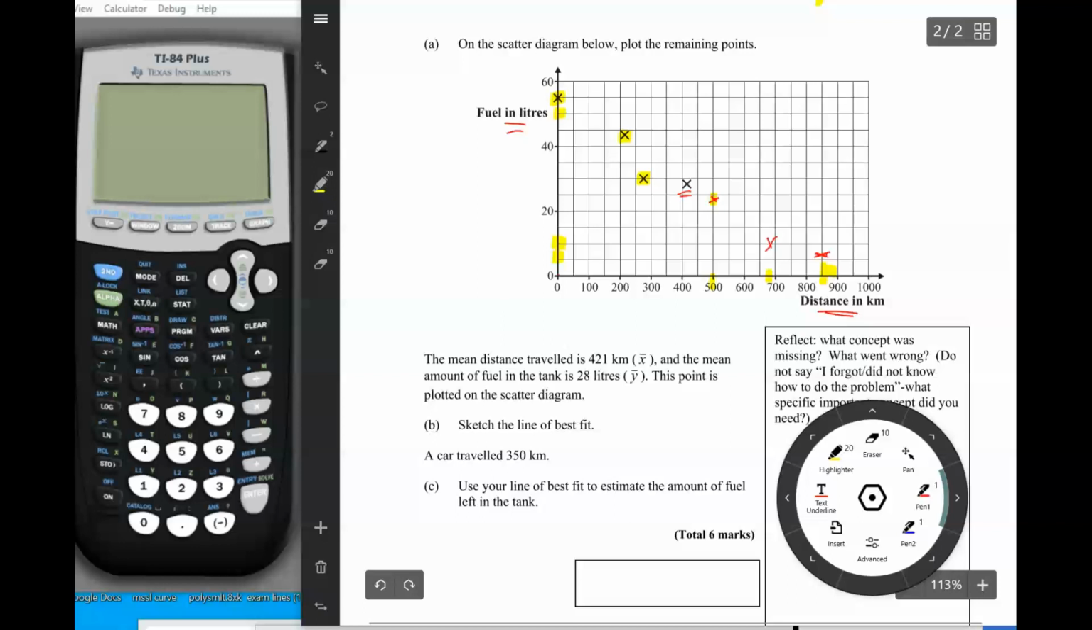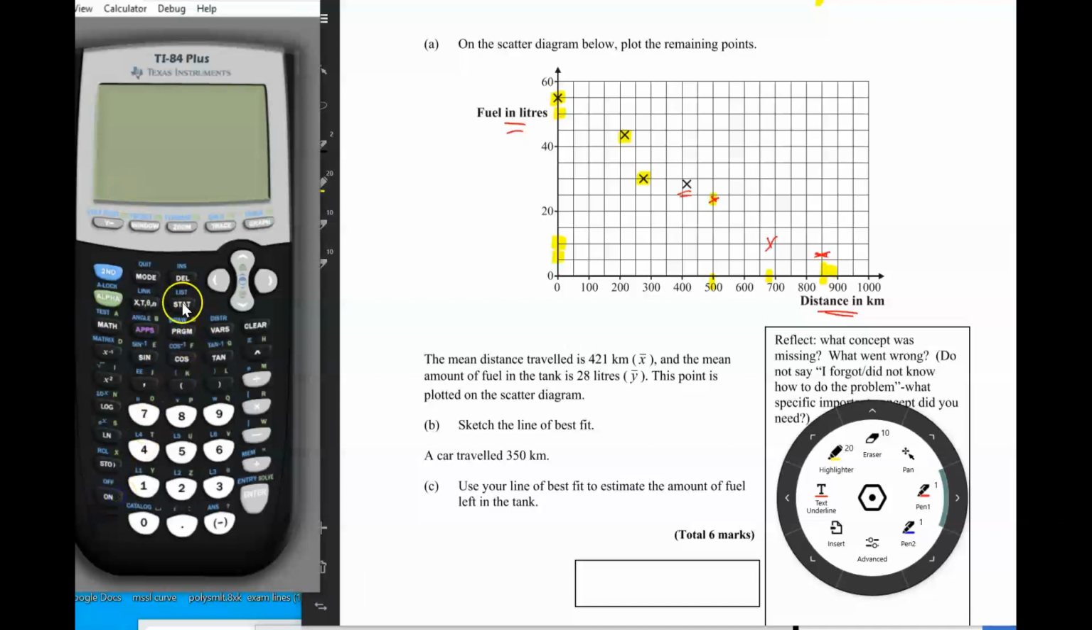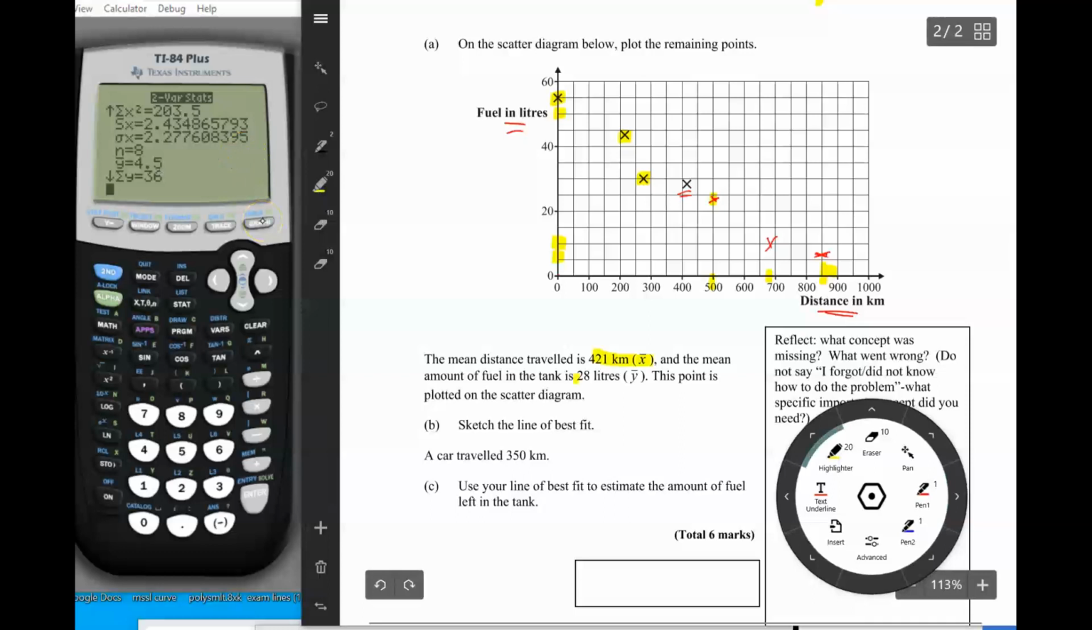Remember that sometimes in the problem set they asked you to figure that out, and the way you did it was you would go to stat edit and put your data in L1 and L2, and then you would do stat calc 2 var stats. If you put L1 and L2 for X and Y list and leave your frequency list blank, it will give you the x bar value, and if you go down a little bit, it gives you the y bar value. So the calculator does give you this information, but in this particular problem, they actually give it to you.